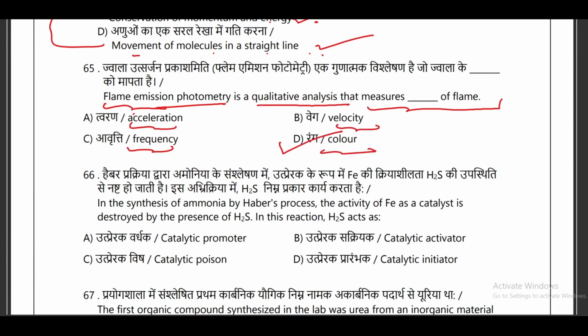The color of the flame is actually indicative of the presence of a specific metal ion, as different elements emit light of characteristic wavelengths when they are excited in the flame. So this allows for the identification of elements based on the color they produce. So in this question, D option is your correct answer.